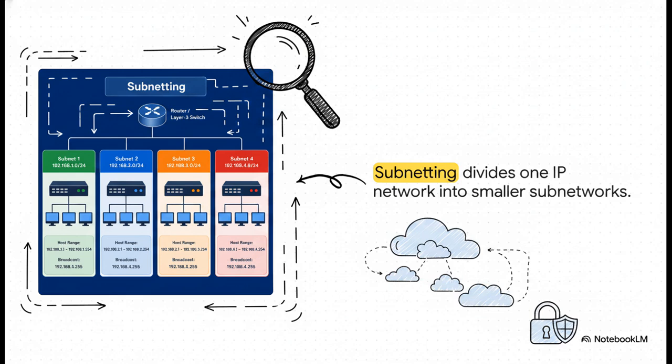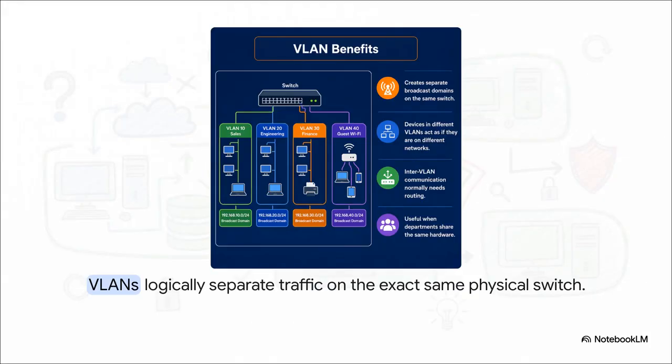Because they are technically different networks at this point, you absolutely need a router or a layer 3 switch to move traffic between them. This is fantastic for organization and for putting strict limits on where broadcast traffic can actually travel. Now, contrast that with VLANs.